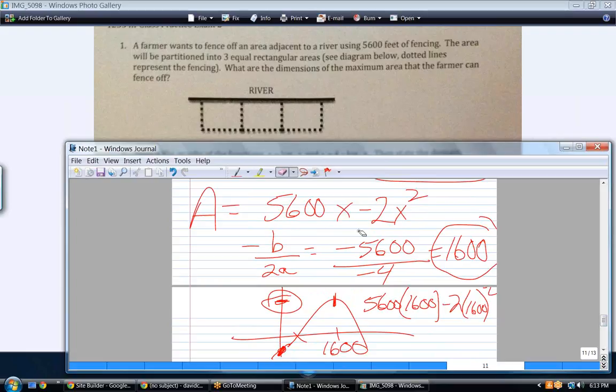You could also complete the square and put it in vertex format, and that would tell you what the value was. The only problem with b over 2a is it only gives you the x-coordinate of the vertex. So you have to take whatever you get and plug it back into the formula to figure out what the actual area is going to be when x is 1600.